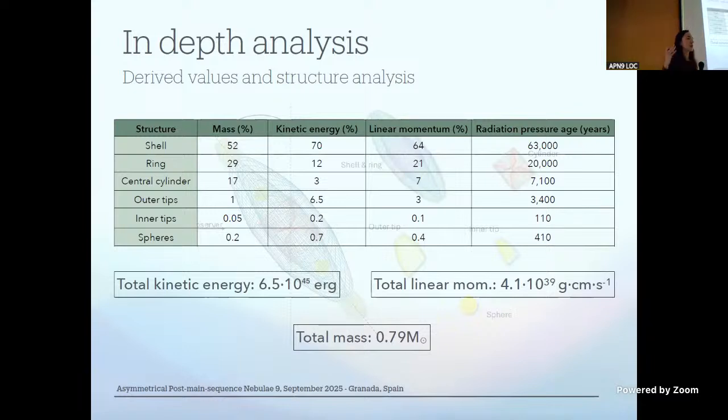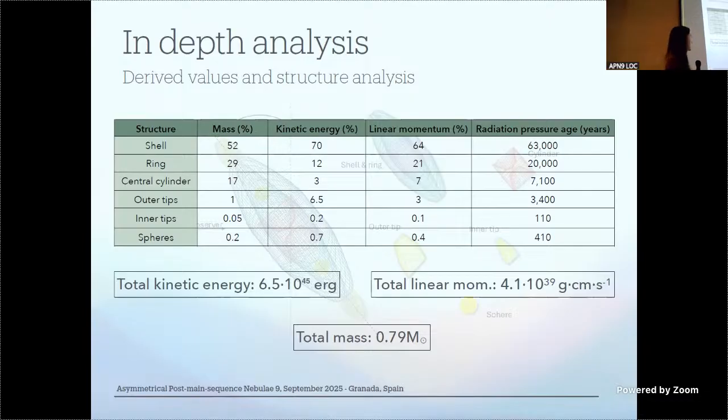But the main point I want you to take is that our model is the best way of analyzing this kind of nebula in depth, because we produce a grid with all the physical values of each point of our model, so we are able to compute all the values for total kinetic energy, linear momentum, the total mass, and we also can play with these results to be able to see what's the contribution of each part of the nebula.